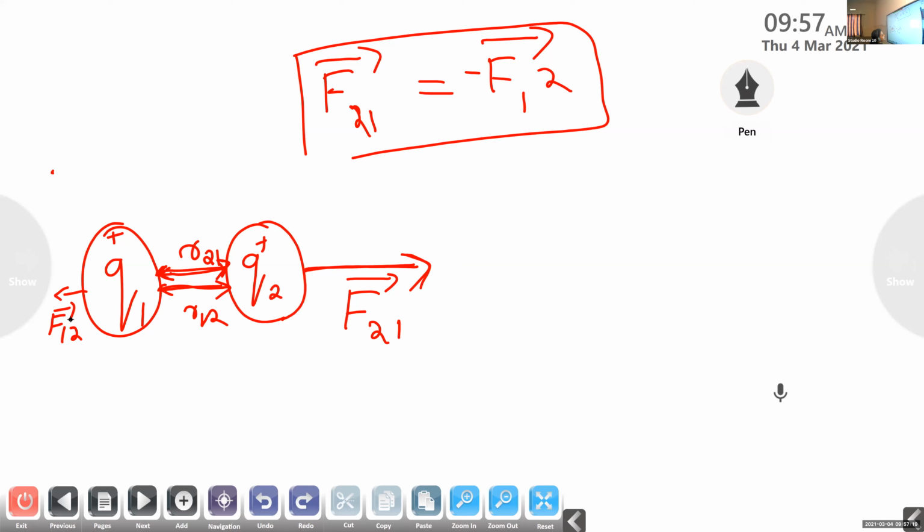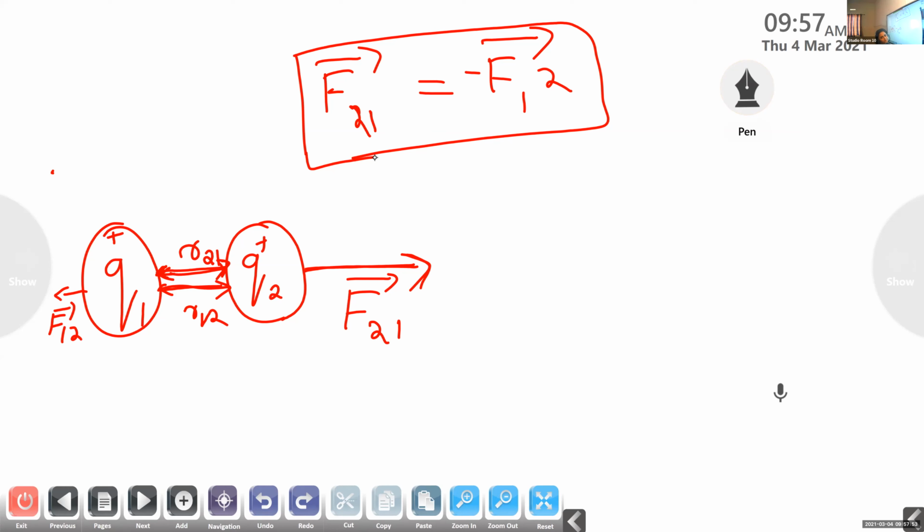Hence, we can say that two equal and opposite forces are present between these two charges. If there are two equal and opposite forces, we can verify that Coulomb's law obeys Newton's third law of motion. Because according to Newton's third law of motion, which we have already studied, to every action there is an equal and opposite reaction. So here we get two equal and opposite forces, equal in magnitude but opposite in direction. From this we can verify that Coulomb's law obeys Newton's third law of motion.